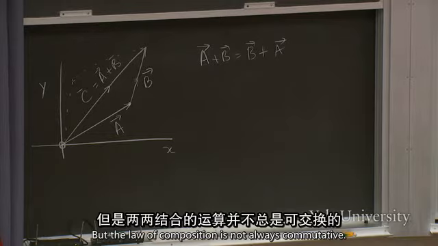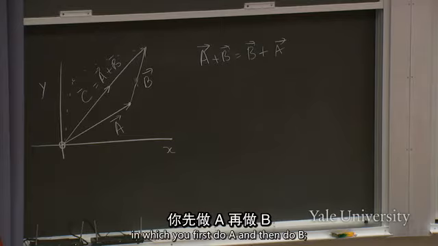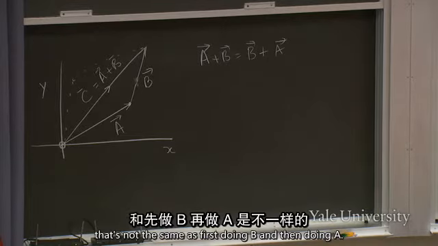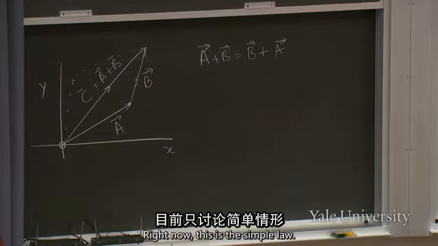But the law of composition is not always commutative. There are certain occasions in which you first do A and then you do B. That's not the same as first doing B and then doing A. We'll come to that later. Right now, this is the simple law.